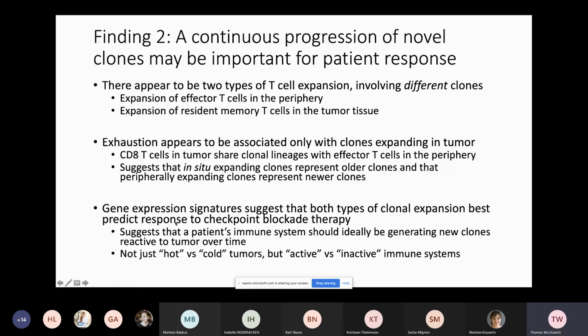Then our clinical analysis suggests that you really need both types of clonal expansion to predict response to checkpoint inhibition therapy. Optimally, a patient's immune system needs to be generating new clones over time to the tumor. This raises a different perspective on cancer immunology: it's not really hot versus cold that's the important thing, although that's important. It's really active versus inactive immune systems, which we're indicating is important as well. So with that, I thank you for your attention, and I'm open to any questions.